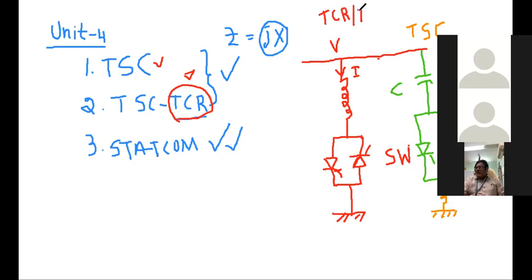this is the same as a thyristor switched reactor. This is the power circuit diagram for either thyristor controlled reactor or thyristor switched reactor. Okay, this is the power circuit. And for the other one, that is for a TSC, this is the power circuit represented in green.